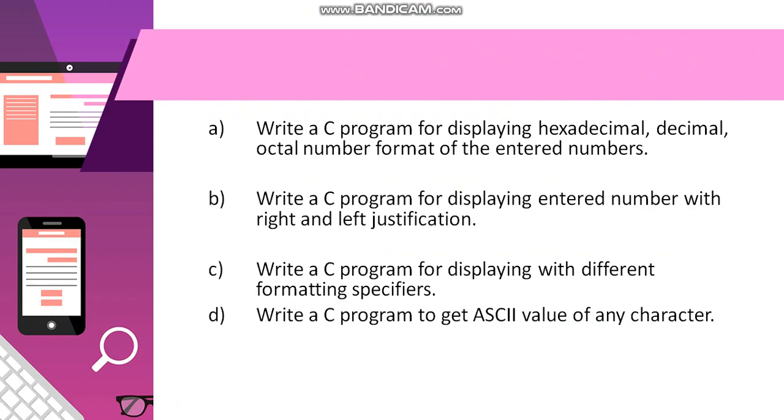Question number B is: write a C program for displaying entered number with right and left justification. The next question is: write a C program for displaying with different formatting specifiers. And the last question is: write a C program to get ASCII value of any character.